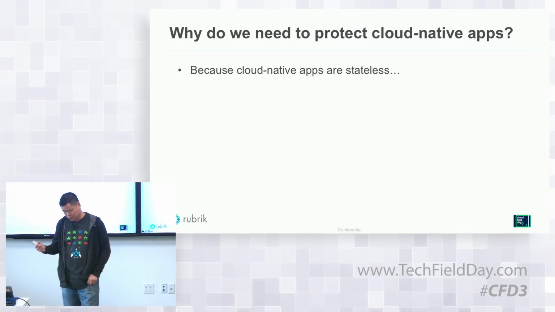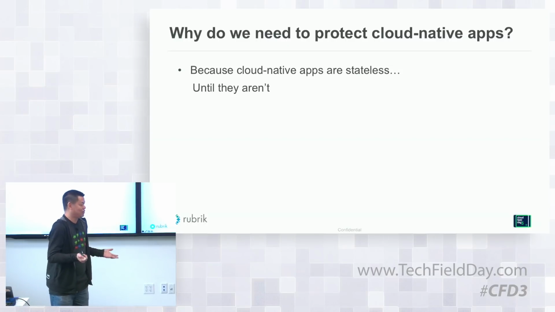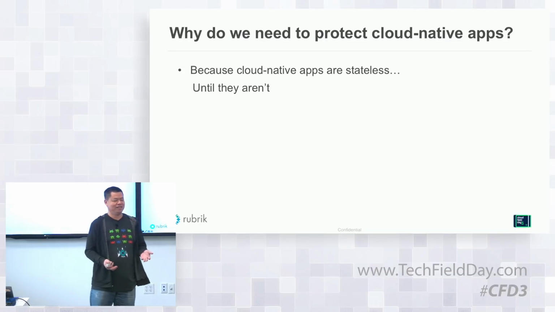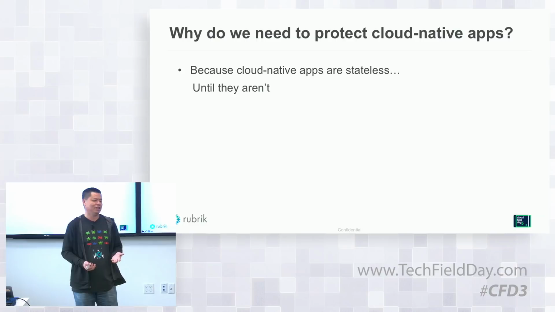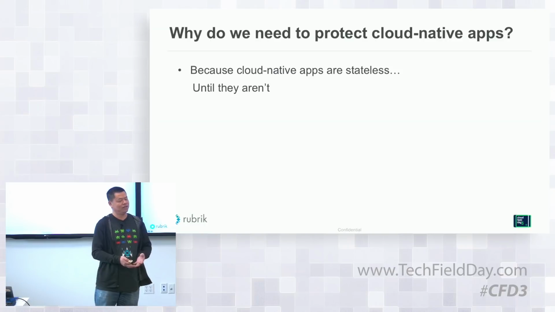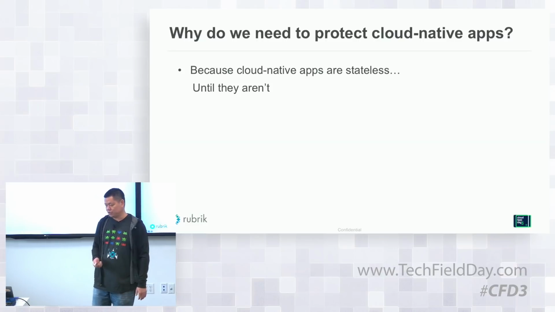So first of all, cloud native apps are stateless until they aren't, right? So it's one thing to run a bunch of WordPress sites in a container. It's another thing to run your production database. At that point, somebody, some way, has to store that data somewhere and protect it. And that's what protecting state is all about, right? Storing and protecting your critical data.